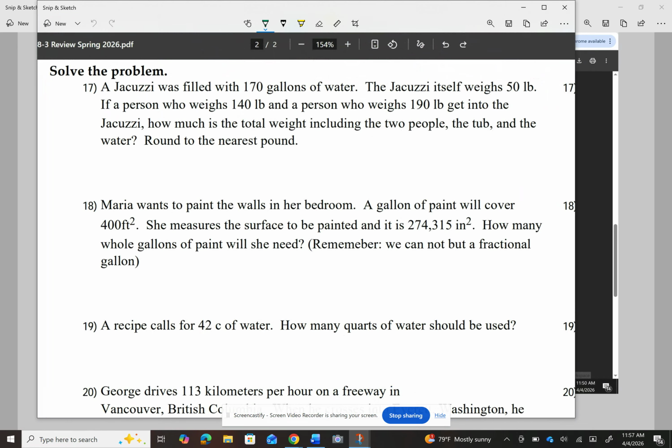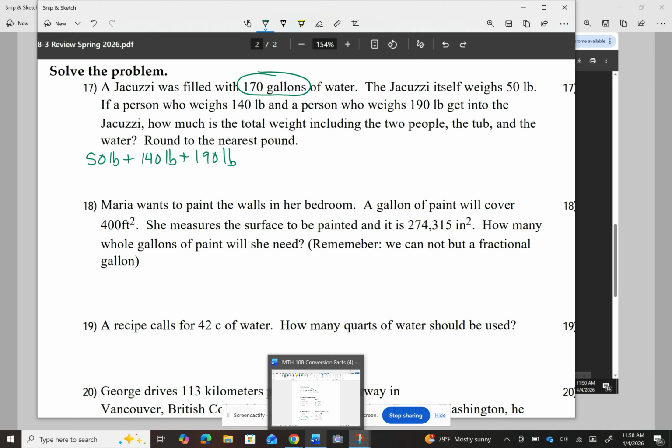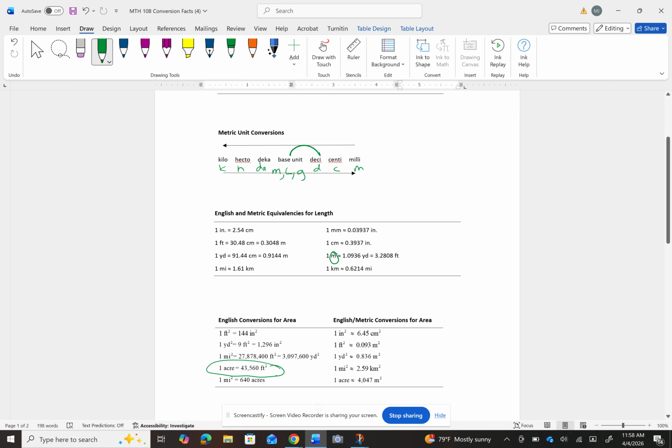Okay. So we know the jacuzzi itself is 50 pounds. And got a 140 pound and 190 pound person. So I got that much. Okay, so that's the people and the tub, but I need the water. So that's where I have to worry about this 170 gallons of water. I'm assuming fresh water. So I'm going to look and see how I can get how much 170 gallons of water would weigh. So I'm going to go to my conversion fact sheet.